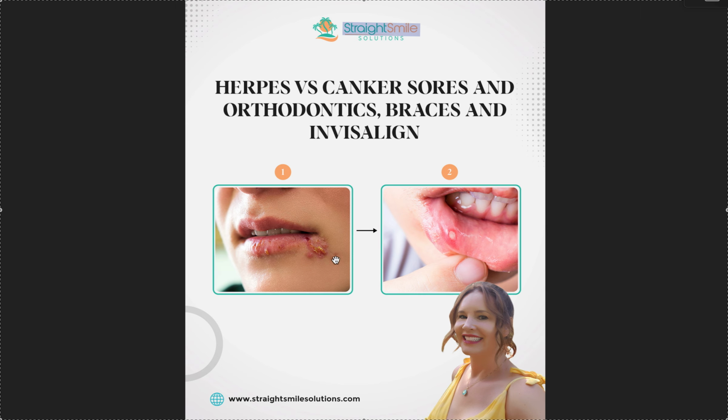So in terms of orthodontics, this could be caused by orthodontics just rubbing the wrong way. So you want to make sure that you do what you've got to do with your wax and your analgesics, anti-inflammatories, to get that to go away. If somebody has this and they come to an ortho appointment, I reschedule them.